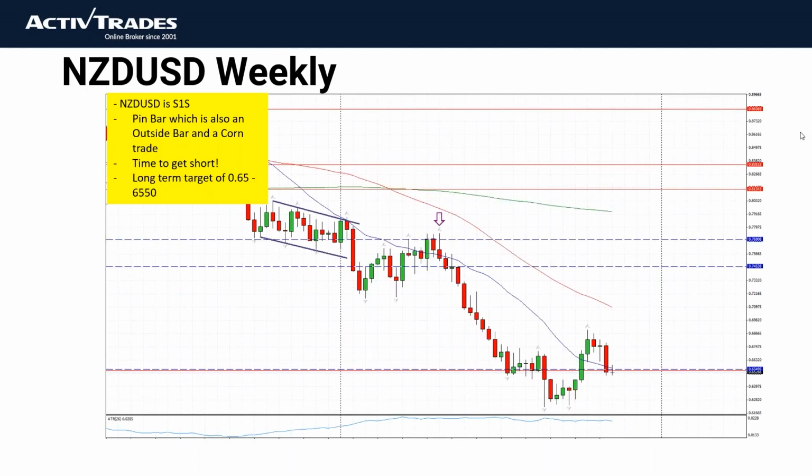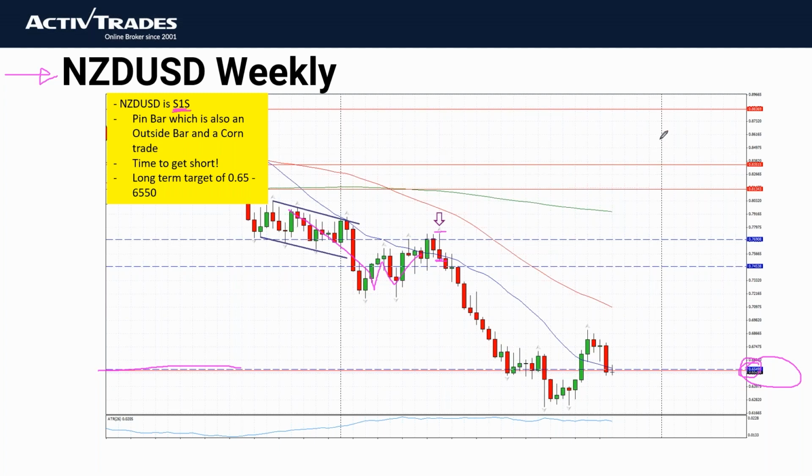As another kind of longer term example, so Kiwi against US dollar on the weekly chart, and so price had been in a downtrend, it pulled back to the moving average, and then it was already by my model selling. Okay, it was a stand on selling, and then what we had here was a pin bar, which is also an outside bar, it's a corn bar, and then looking initially to get short down to the really big longer term support level there. So looking for a target in the region of 65 to 65.50.